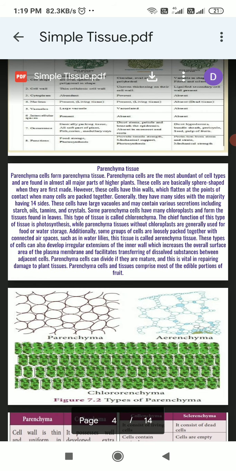Parenchyma cells form parenchyma tissues, and parenchyma cells are the most abundant cell type found in almost all major parts of higher plants. These cells are basically sphere shaped when they are first made. Sometimes these cells have thin walls which flatten at the points of contact when many cells are packed together compactly, and generally they have many sides, with the majority having 14 sides.